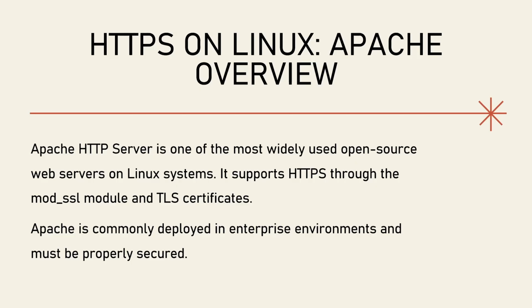HTTPS on Linux, Apache overview. On the Linux server, HTTPS is configured using the Apache web server. Apache supports SSL through the mod_ssl module and allows administrators to define encryption protocols, certificates, and security headers. Like IIS, Apache can use self-signed certificates in lab environments. Apache's flexibility makes it one of the most commonly deployed web servers in the world.